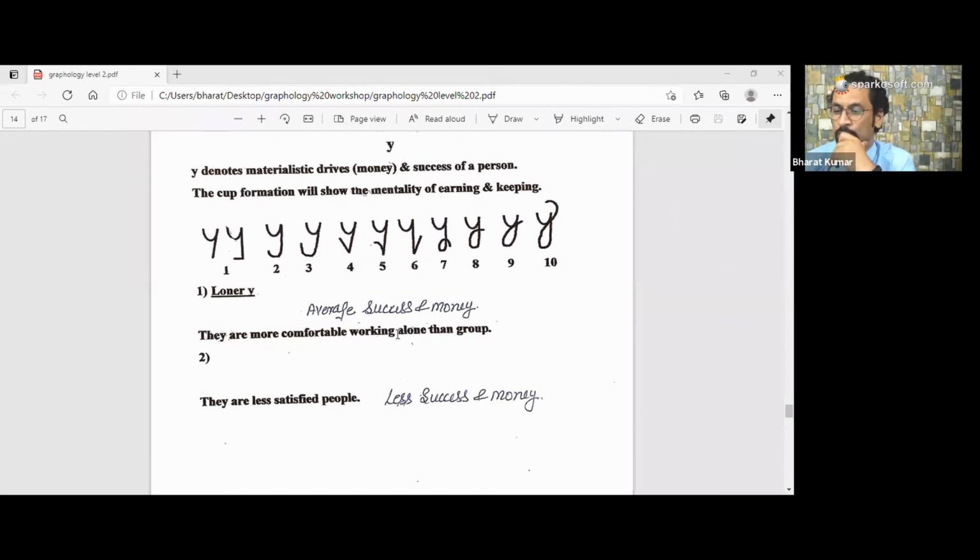Check number 2. They are less. What is the difference in the number? Check second Y of 1 and number 2 Y. What is the difference? Answer in chat box, please. What is the difference in the second Y and second Y of first one? Yes, difference of loop. In second Y we have loop. In second Y of first one there is a sharp point, not loop.